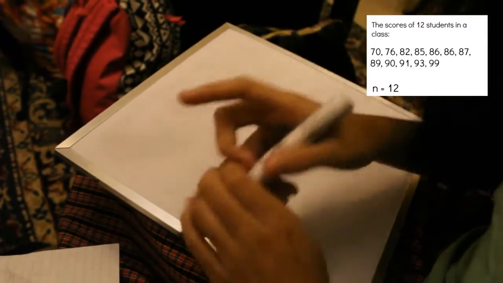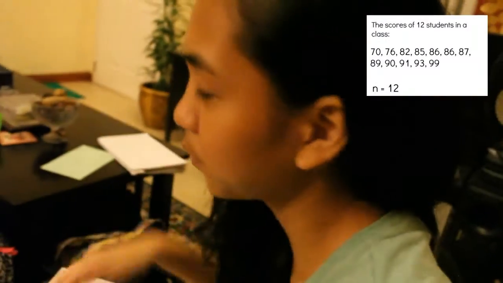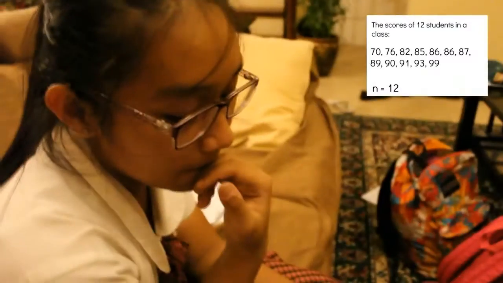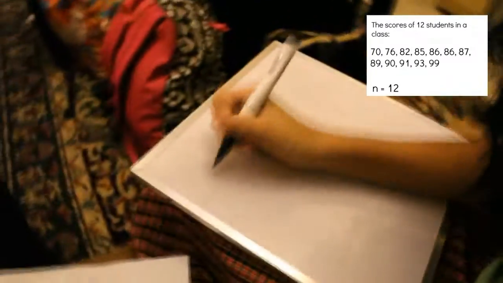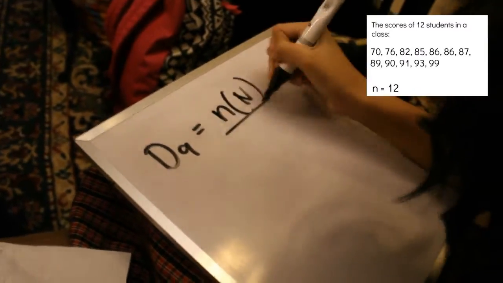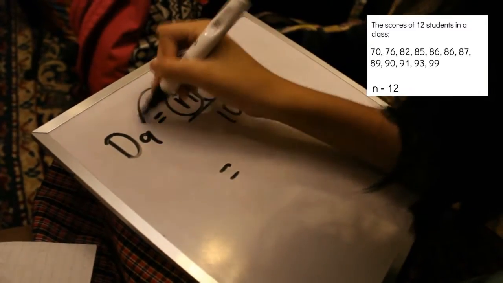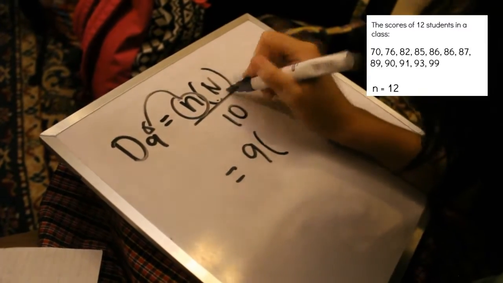So let's go to the second item that was given to us. By the way, in the decimal points, if it's 0.5 and above, you round it up. But if it's 0.4 or below, you retain the number. So, okay. D9 equals the formula of decile divided by 10. So this one is this one as usual. So it's 9 times the number of scores, which is, what is the number of scores? 12. 12, yeah. Thanks. 12 over 10.